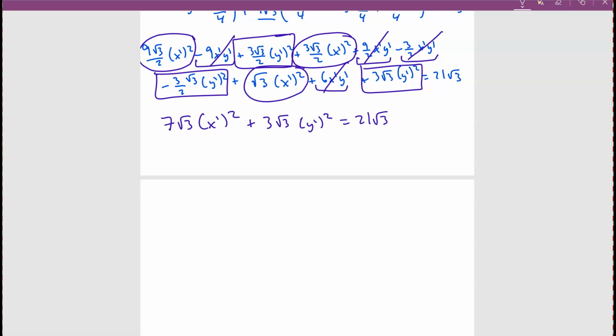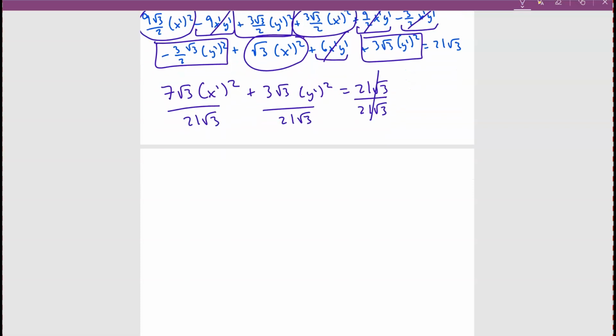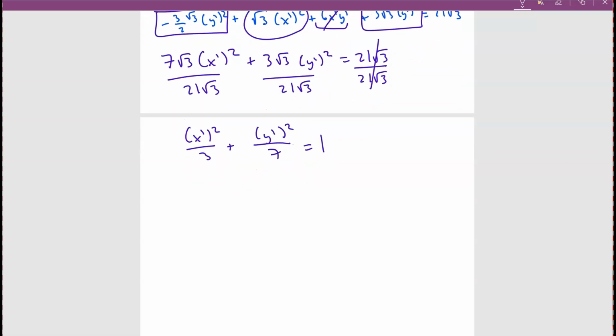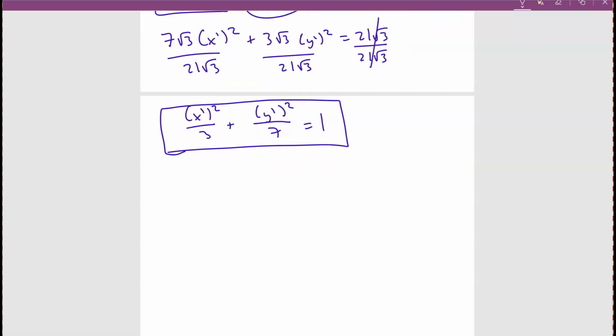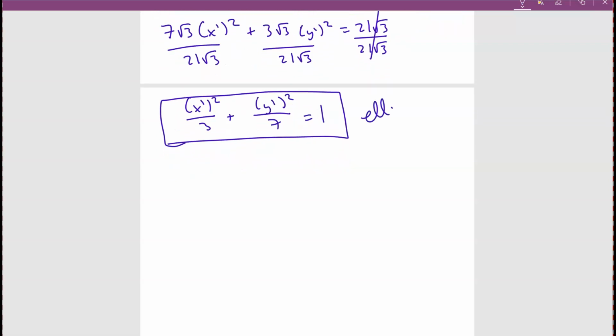So now all we got to do is just divide by the 21 square root of 3. This is going to go away. So all I'm left with is just x prime squared over 3 plus y prime squared over 7 equals 1. So that was a lot of work for this. But this is important because this is just the equation that we wanted. The xy term went away, and all we have is this equation of the ellipse.